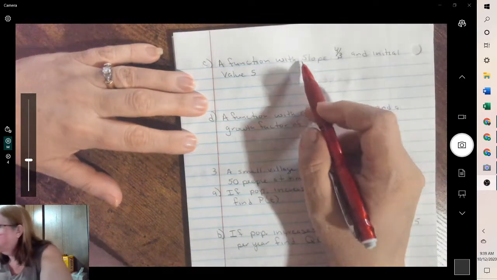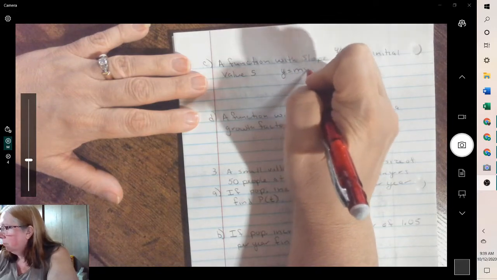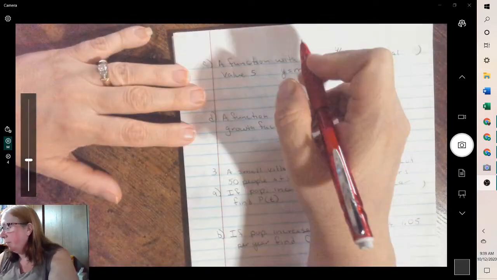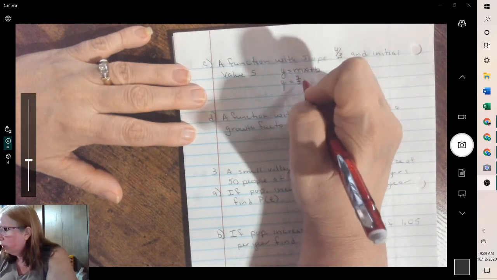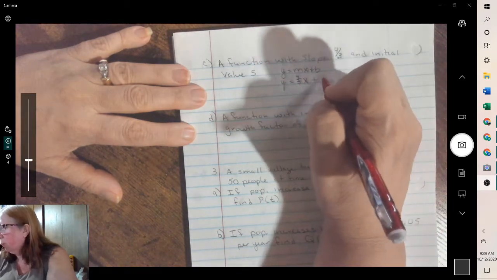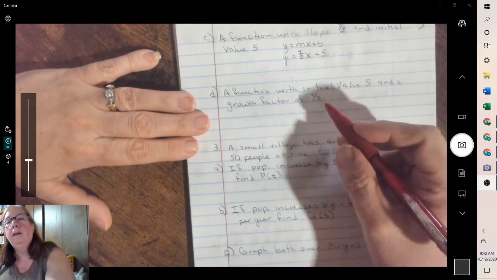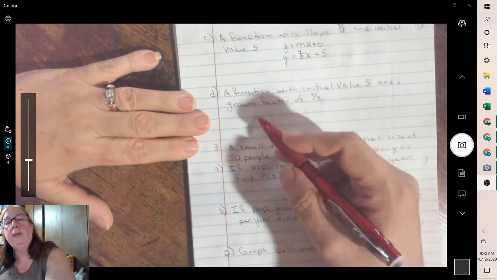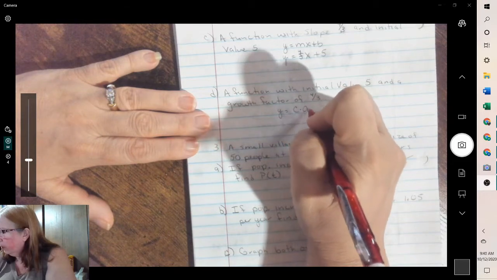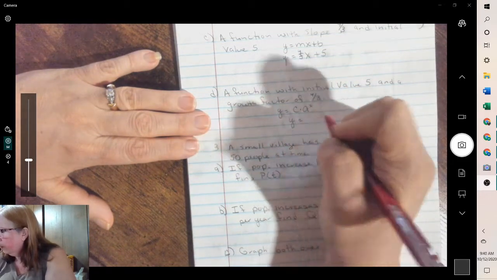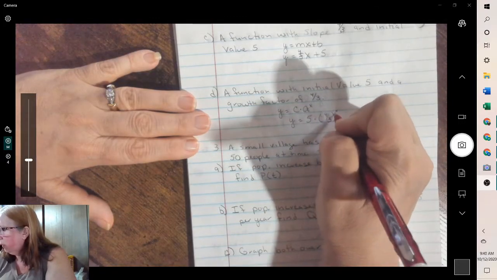Try another one. A function with a slope of 4/3 and an initial value of 5. Well, we know it's y equals mx plus b, so y equals the slope, 4/3, and the initial amount was a positive 5. A function with an initial value of 5 and a growth factor of 4/3. That's exponential. So it's 5 times 4/3 to the x.